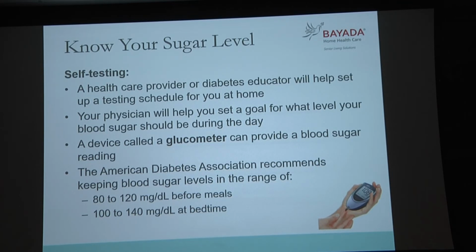The American Diabetes Association recommends keeping blood sugar levels in the range of 80 to 120 milligrams before meals and 100 to 140 at bedtime. It's important to test, because if you're low or high, you can let your physician know. You might not get symptoms right away if you're out of this range. If you're consistently at 180 or 200, you might not have any symptoms, but the doctor should know, and they might have to adjust your insulin or medication levels.